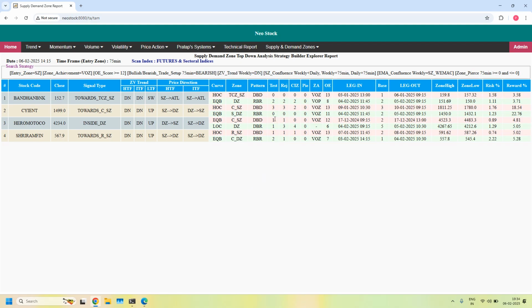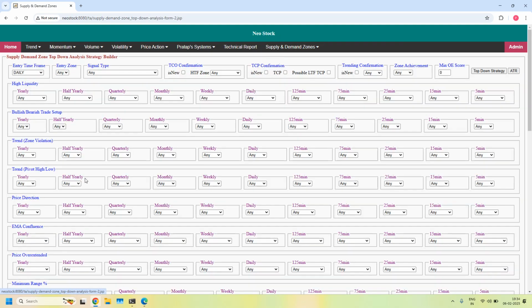That's why some of these supply zones are already tested. Some are even 3 times they tested. Because they have such a high probability trade setup. So this is about bearish trade setup for weekly income trade. Next we will look into daily income trade.